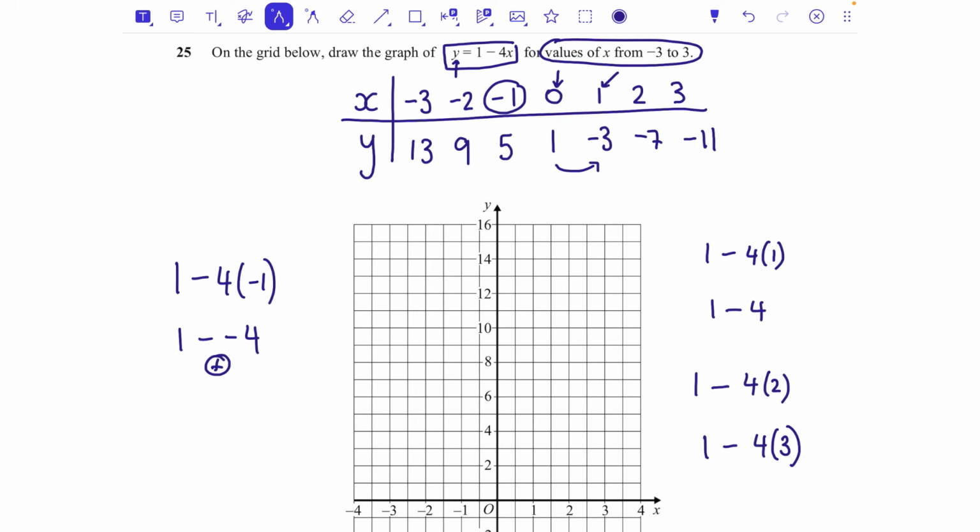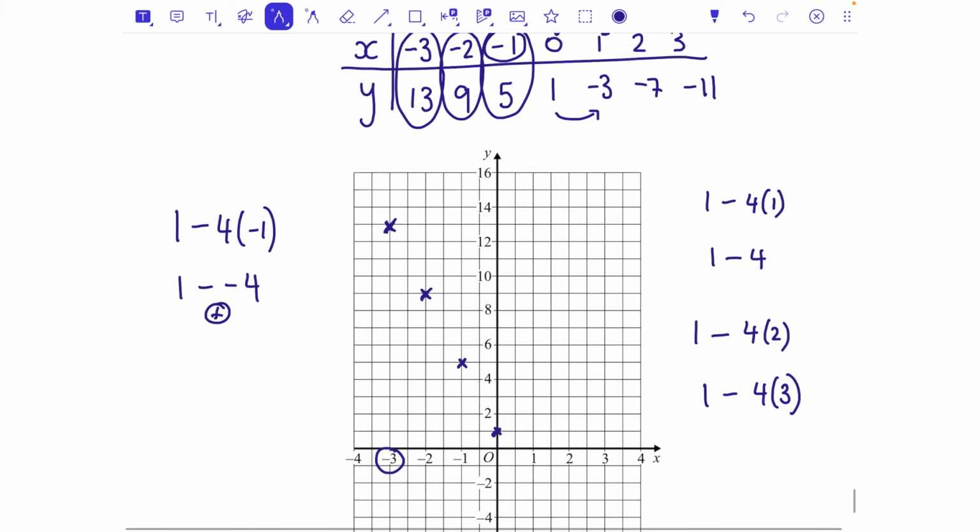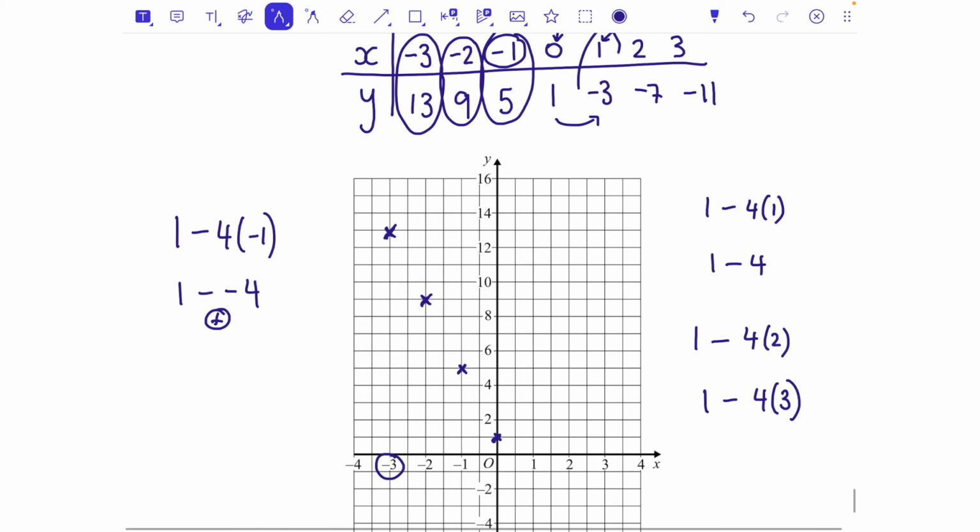What you've then got is lots of coordinates that can be plotted on your graph. So first I'm going to plot minus 3, 13, so I'm going across to minus 3 and up to 13, so that's going to go there. Then I'm going to plot minus 2, 9, so minus 2, 9 goes here. Then I'm going to plot minus 1, 5, which is here. Then I'm going to plot 0, 1, which is here. Then I'm going to plot 1, minus 3, which goes there.